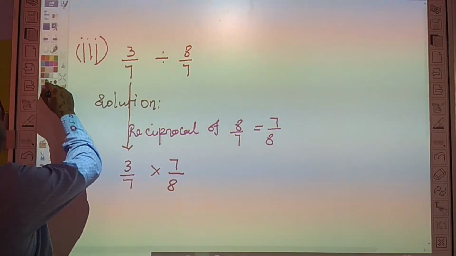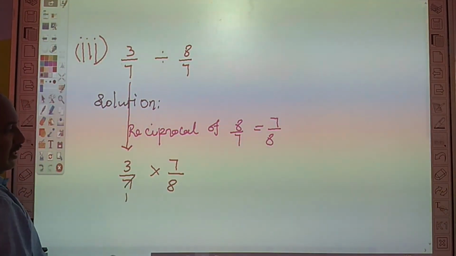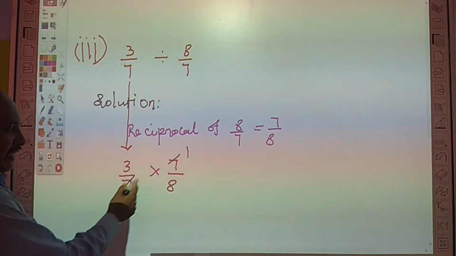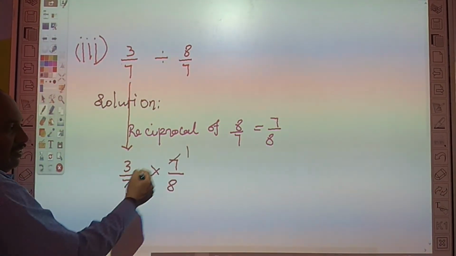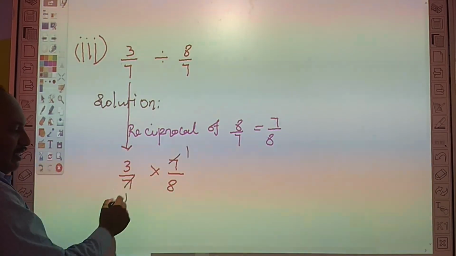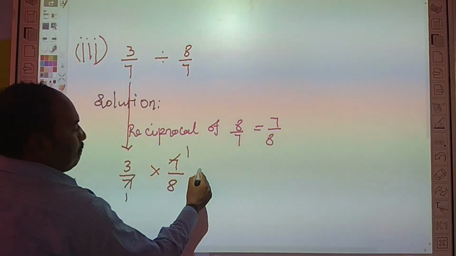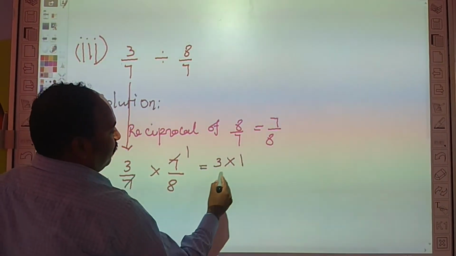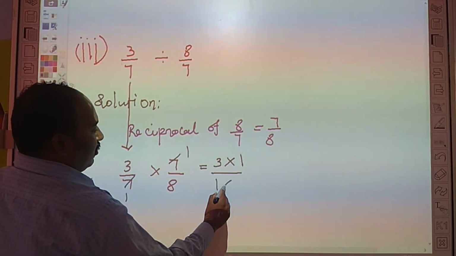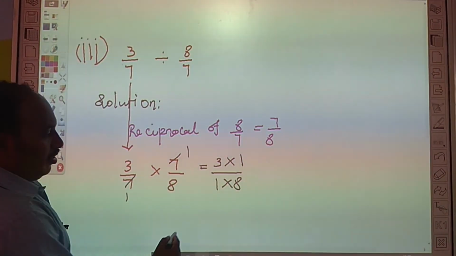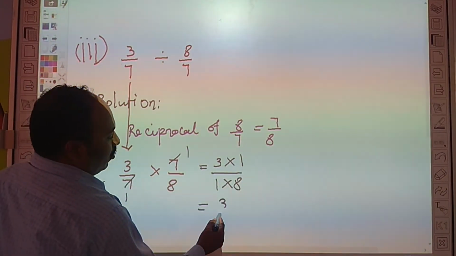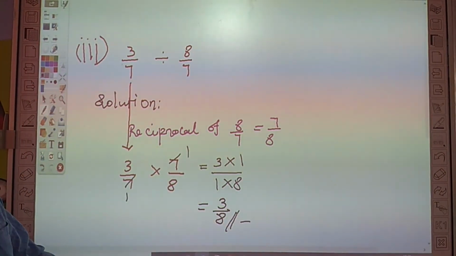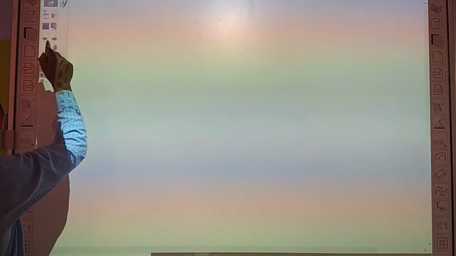Listen here. 1 sevens are 7, 1 sevens are 7. Numerator and denominator 7 and 7 we cancel. Remaining 3 into 1, divided by 1 into 8. 3 into 1 is equal to 3, 1 into 8 is equal to 8. So our answer is 3 by 8.